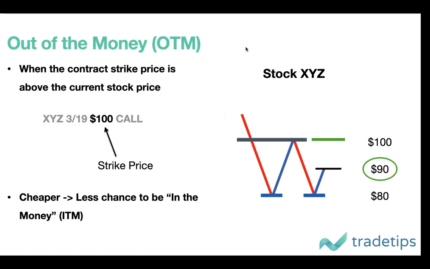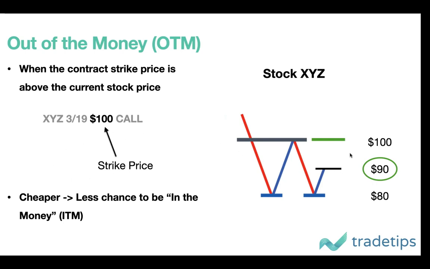Okay, so let's go ahead and talk about the types of contracts there are out there. So when we refer to an out-of-the-money contract, that's when the contract strike price is above the current price. So let's say that the current price is $90. Well, if we buy a $100 call, you can see that the strike price is above the current price.